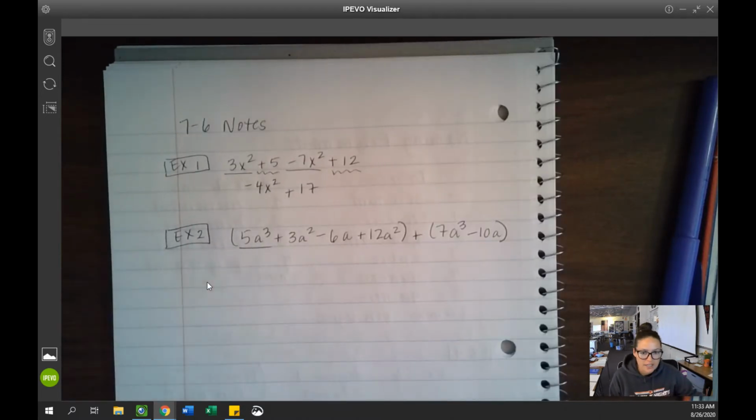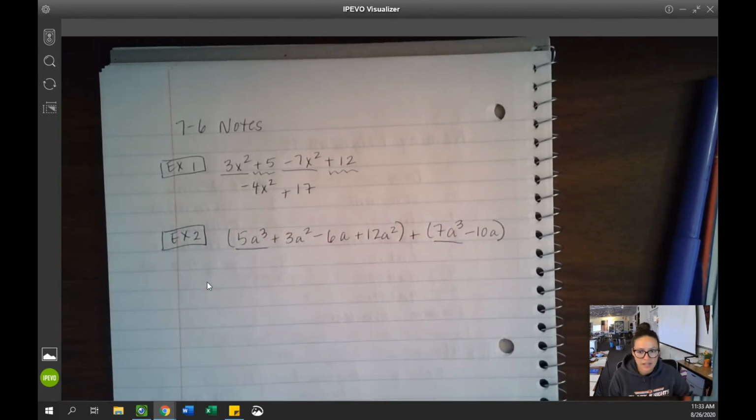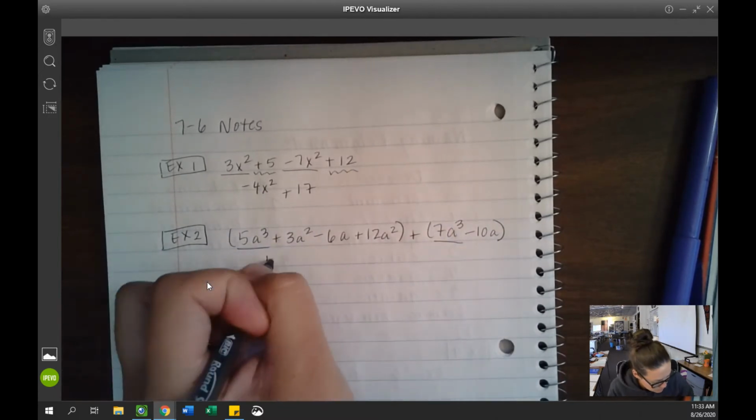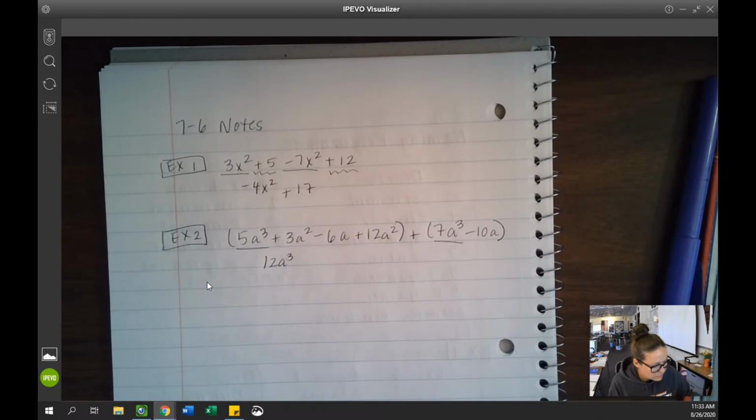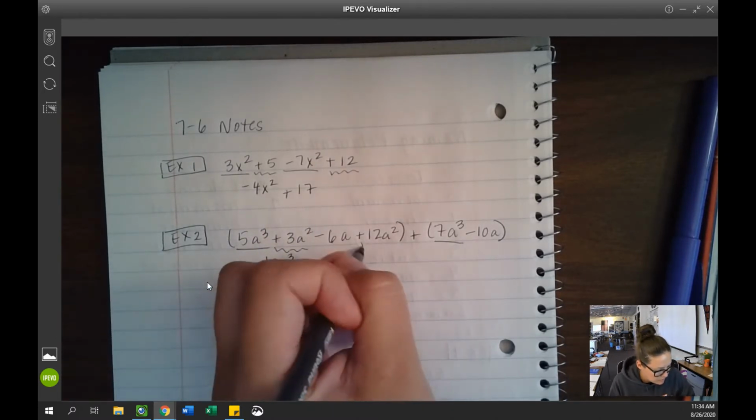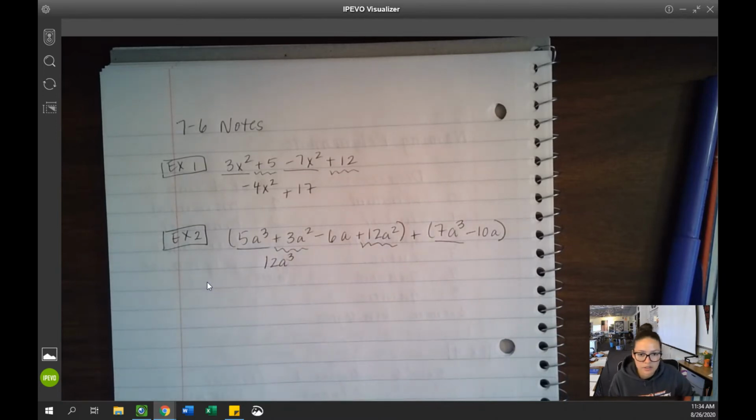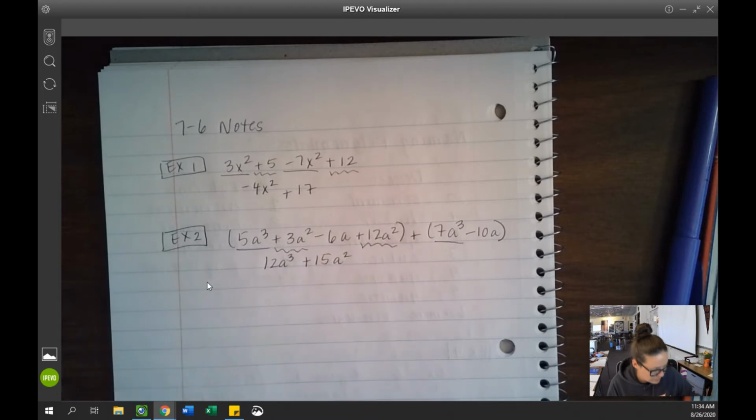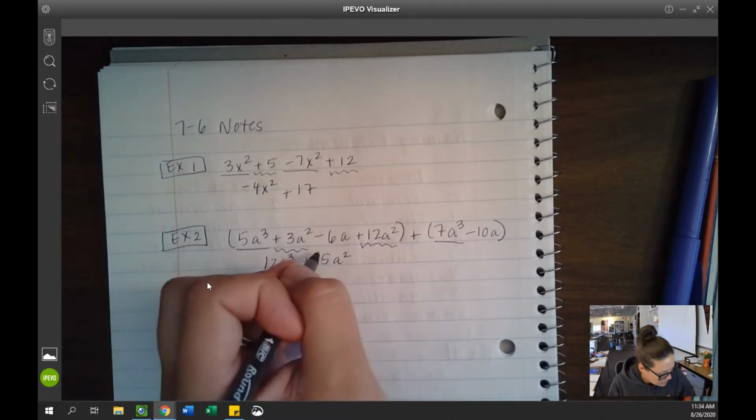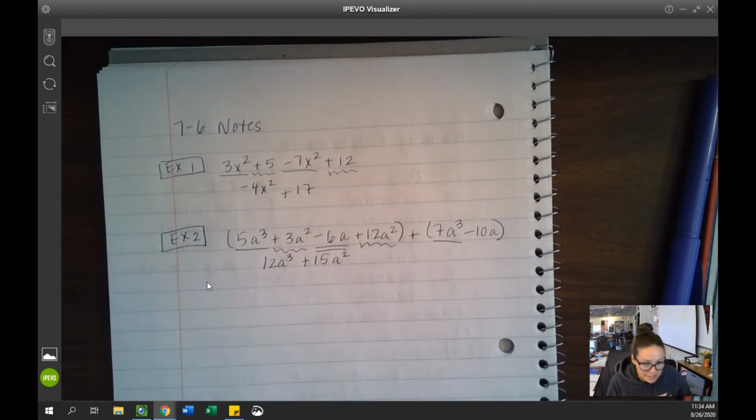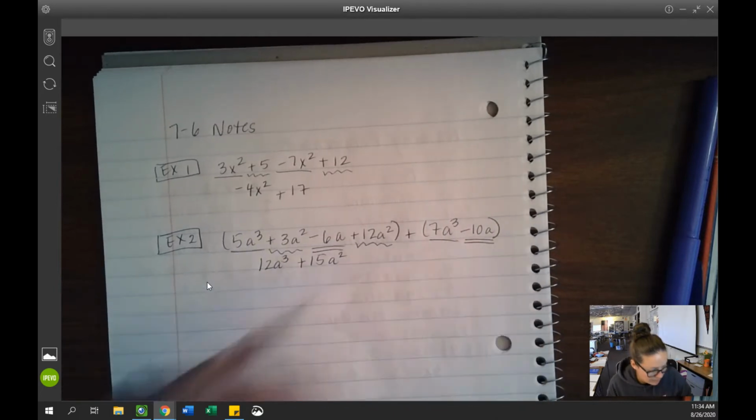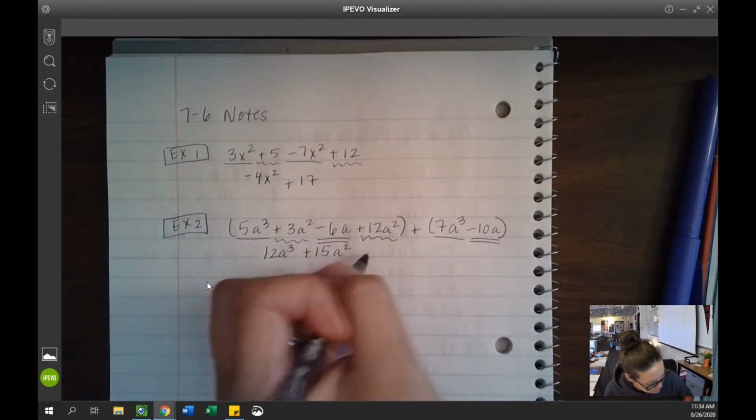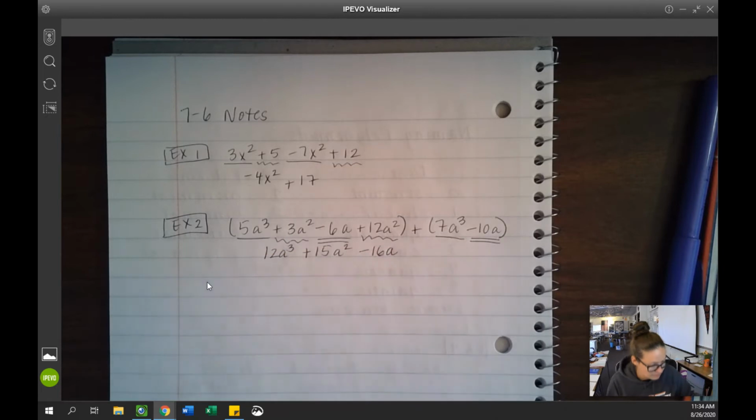So 5a cubed and 7a cubed gives me 12a cubed. Then I have 3a squared and 12a squared, which gives me 15a squared. Then I have a minus 6a and a minus 10a, which gives me minus 16a. And that's it. That's all you got to do.